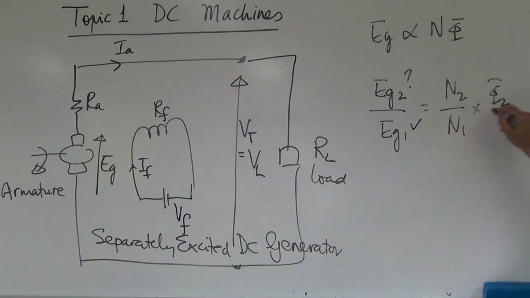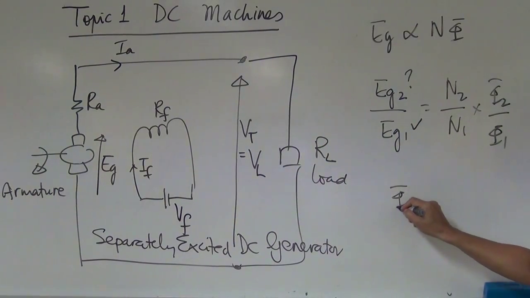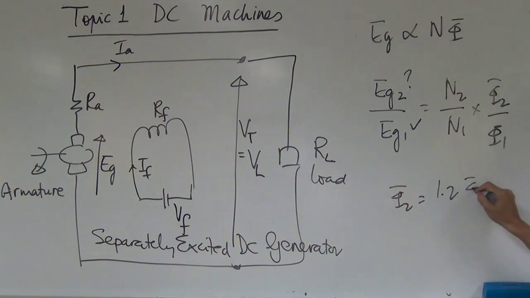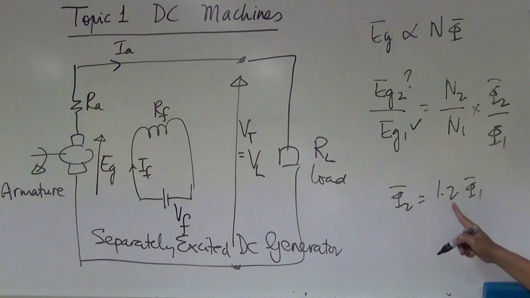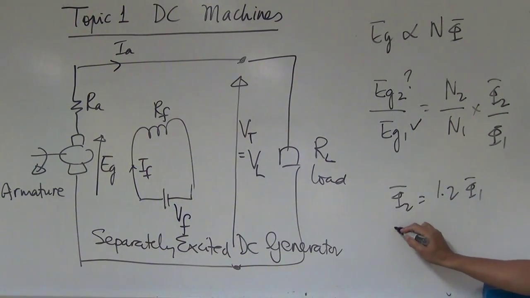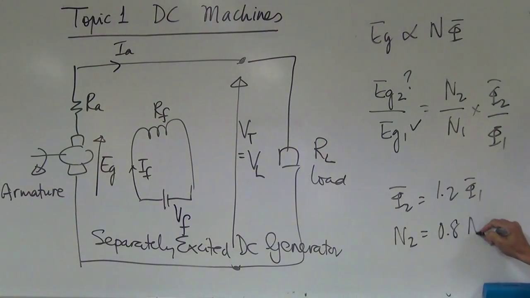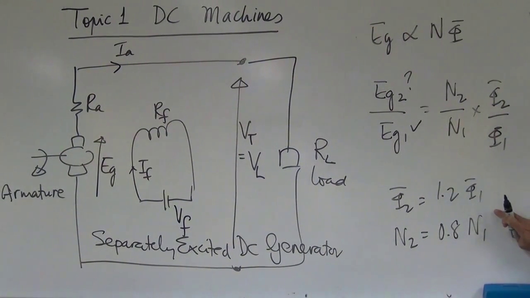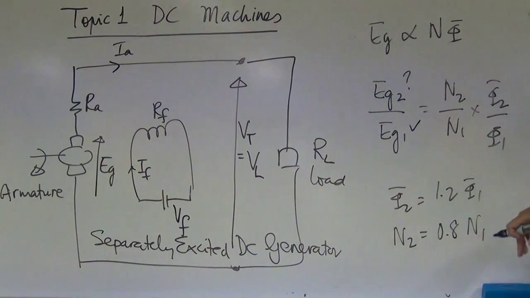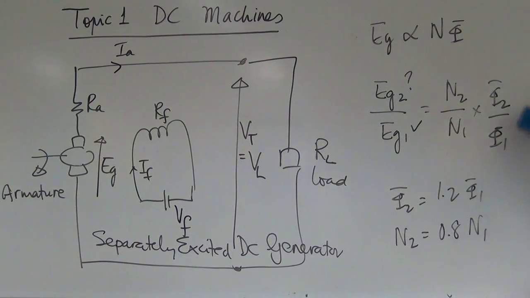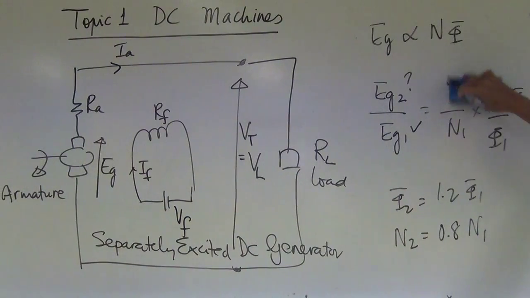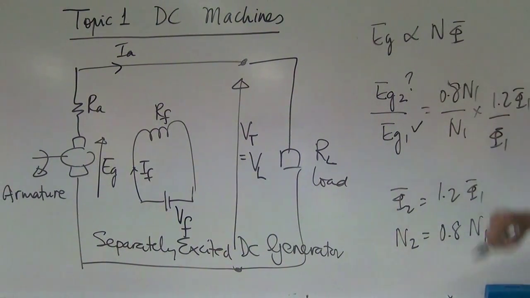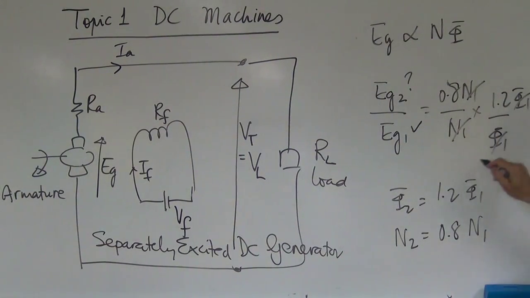For example, if they say the new flux has increased by 20%, that means it's 1.2 of flux 1, and the new speed is 80% of the old speed. Then you substitute these into the equation and do the mathematics accordingly. So my flux 2 is going to be 1.2 flux 1, and N2 is going to be 0.8 N1. With that, I can find my Eg2 accordingly.